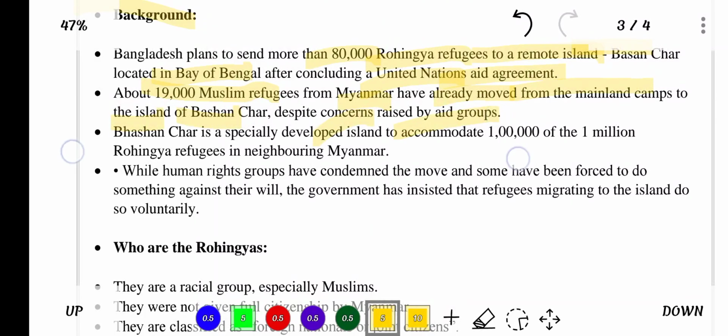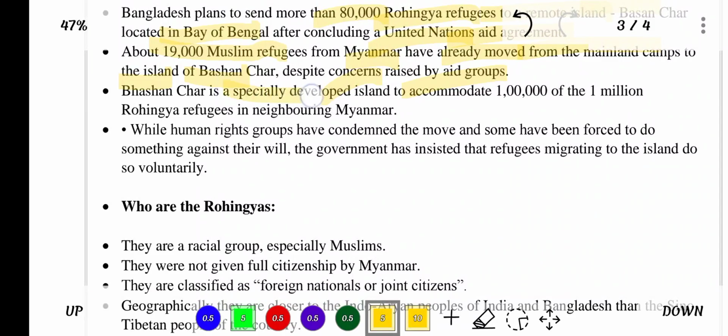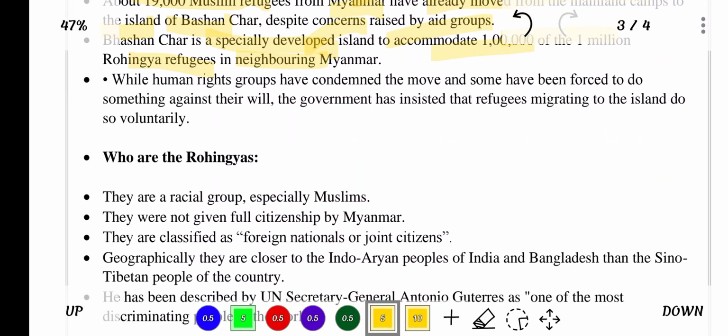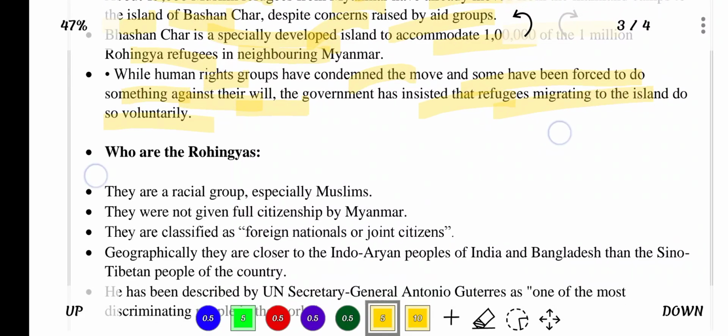concerns by aid groups. Bhashan Char is a specially developed island to accommodate 1 lakh of the 1 million Rohingya refugees from neighboring Myanmar. While human rights groups have condemned the move and some have been forced to move against their will, the government has insisted that refugees migrated to the island do so voluntarily.